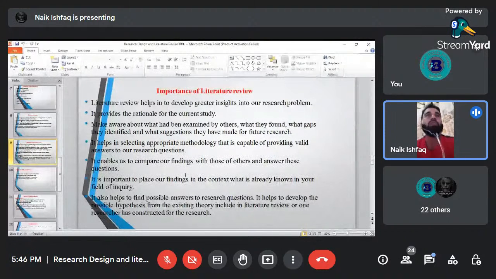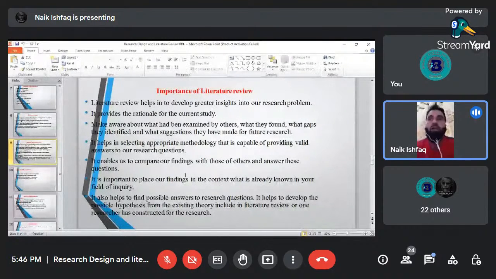It helps us in selecting appropriate methodology. It helps the researcher decide what sort of methodology he is going to use, what sampling he is going to use, what research strategies he is going to use. All this help is provided by the other researchers who have done their research, who have published their papers, reports. All these reports are very helpful for a researcher who is going to carry out his own research.